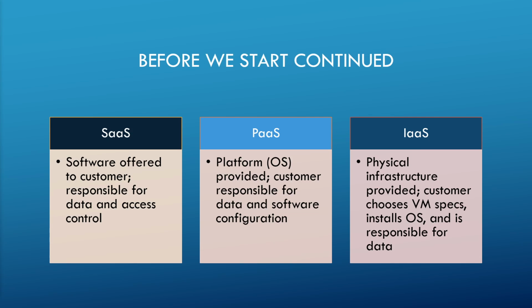With infrastructure as a service, the physical infrastructure is provided to you. So your server, they give you a server, and then you as the customer will get to choose the different specs of your virtual machines, what kind of RAM, memory you want those virtual machines to have. You're also responsible for, again, installing the operating system on the machine, whether you want it to be Mac OS, Linux, Windows. And again, the end user or customer will be responsible for the data that is hosted on the IaaS option.